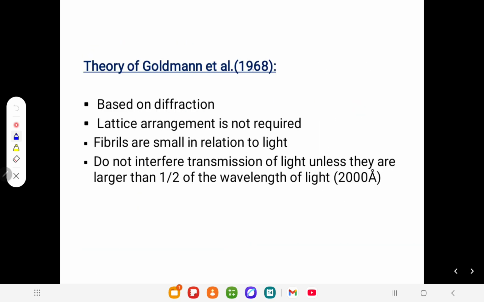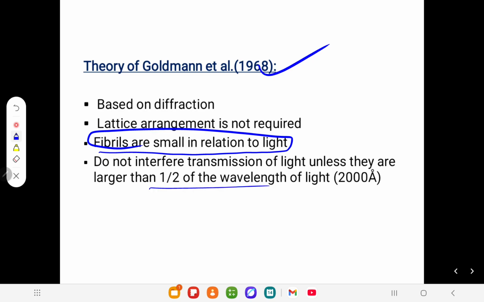So another theory is the Goldman et al. theory. So it's based on diffraction. So lattice arrangement is not important for this theory, but what is important is that fibrils are small in relation to light, and until and unless they are larger than half of the wavelength of light, they do not interfere with the transmission of light.